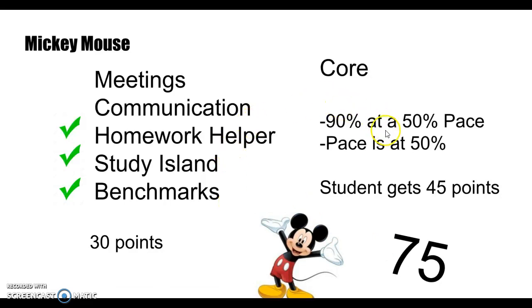Sometimes they won't. If we look and he's working though, you see Mickey's at 90%, he's at 50% pace, and that's where he should be. You can get 45 points for that. But because he's not meeting, because he's not communicating over here, we're subtracting. He's not doing what I ask him to do. He's working in the core, but he needs to come to meetings and communicate. So his overall grade is a 75.